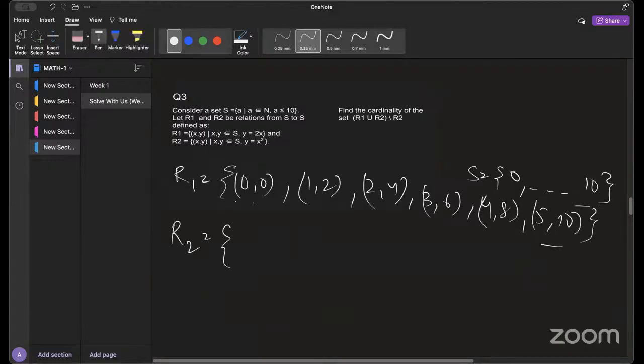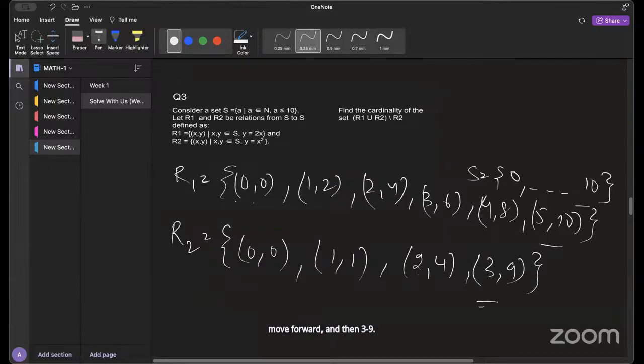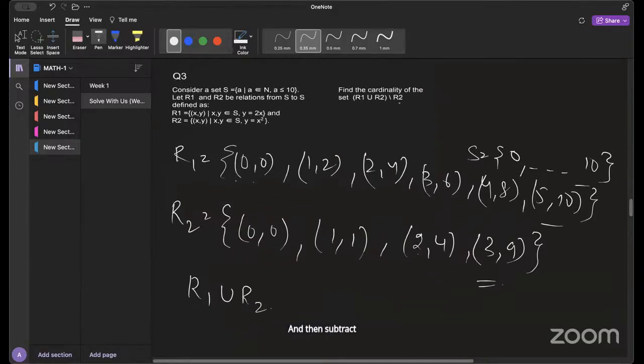As R2, you will get XY such that XY follow this relation, Y equals X square. So if you put X as 0, you will get Y equals 0. Then 1, 1, then 2, 4, and then 3, 9. And if you take the union of these two, so you just club these two sets together and then subtract the ones that are common in R2.